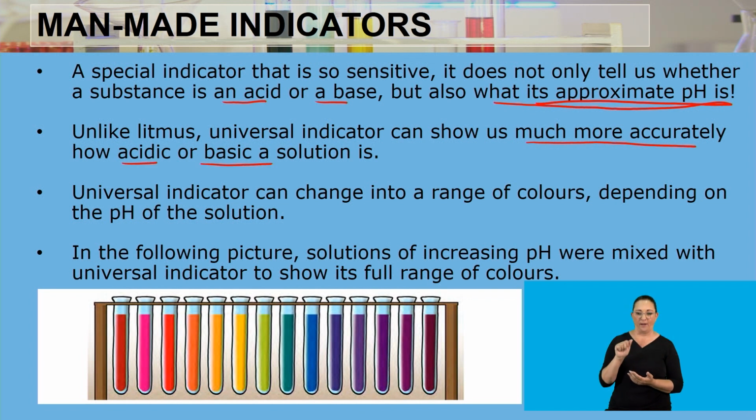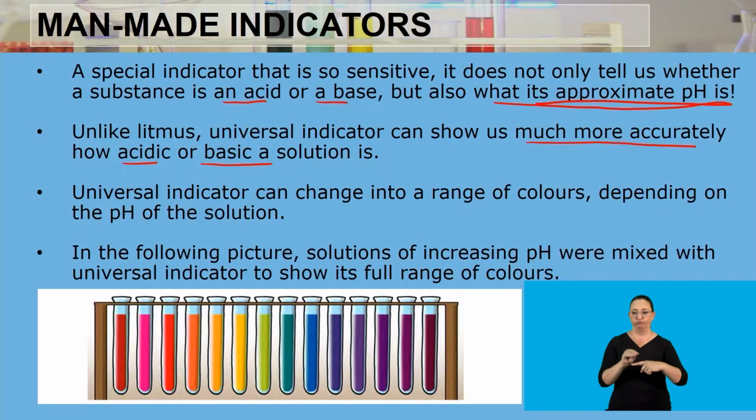So we know with the litmus paper, we're just going to be observing the color change. We don't know how acidic it is. We just know that it's an acid or it is a base. With the universal indicator, it is going to tell us that this substance is acidic and how acidic it is in terms of the strength. How acidic, what is the pH in terms of the pH value? Where do you locate it on the pH scale? So that's how accurate the universal indicator is.